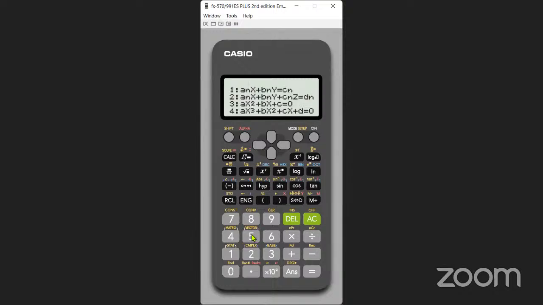I mean the fifth option on the keyboard. And then you see, we are trying to solve a cubic equation. So it is in the fourth option. So I'm selecting number 4 here.